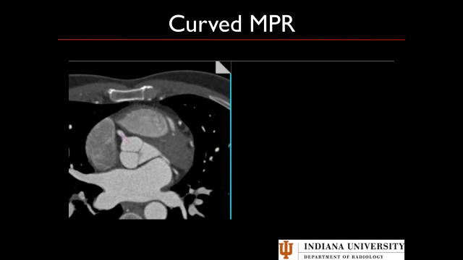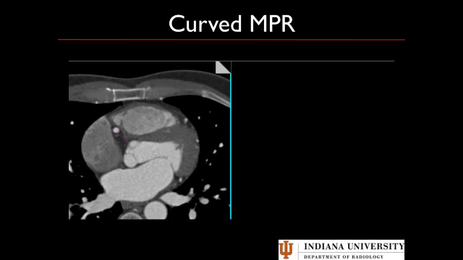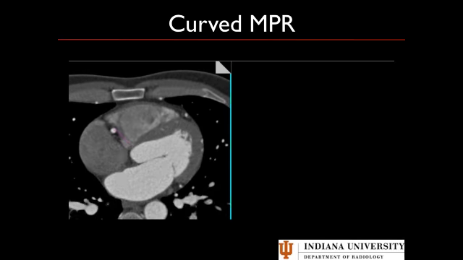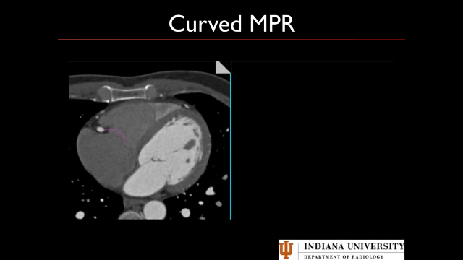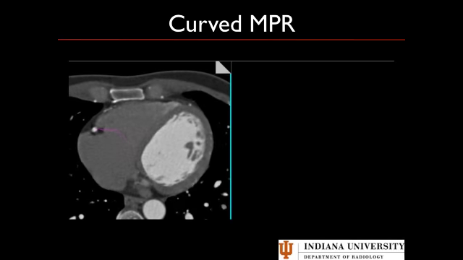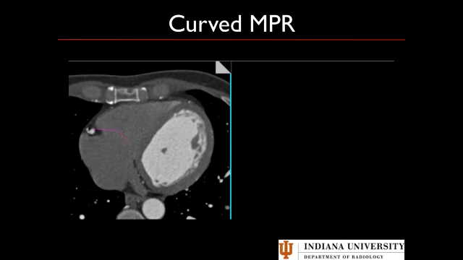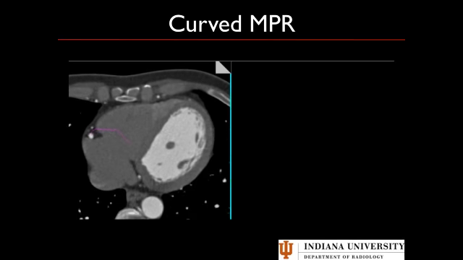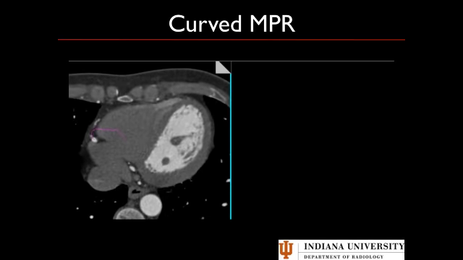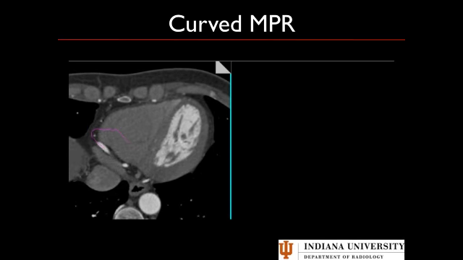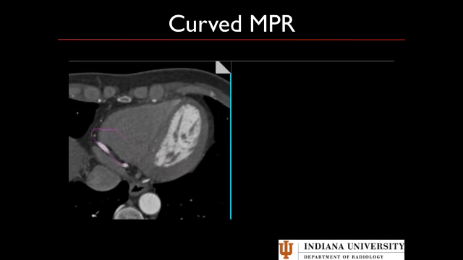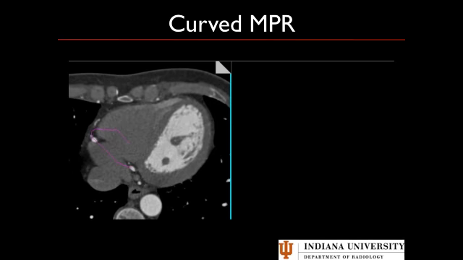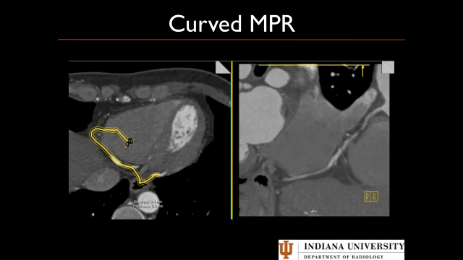Here we're going to demonstrate making a curved MPR. In general, this is something that your techs are going to do for you, but it never hurts for you to know how to do this. So basically what we're doing is we're just following the right coronary artery down. We're clicking and following it on our axial images. And once we get to the bottom, we're going to actually have an MPR, and you can make multiple parallel MPRs as well so that you have a stack of MPRs to look at and evaluate.